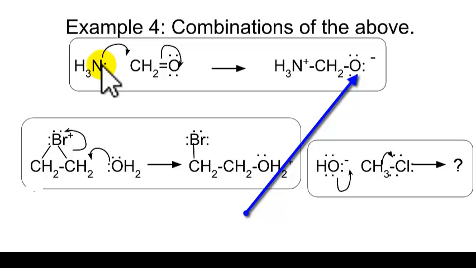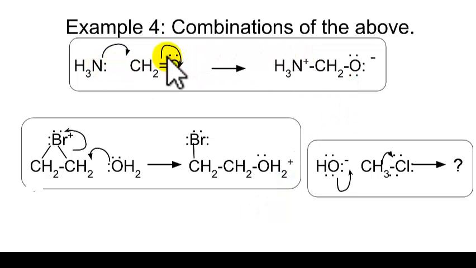And this nitrogen is essentially losing 1 electron, so it becomes positive. This oxygen is essentially gaining 1 electron, so it becomes negative. So we have a net 0 charge on this side and a net 0 charge on this side. Here's another example. This one's going to look a little bit odd because we have a 3-member ring here.